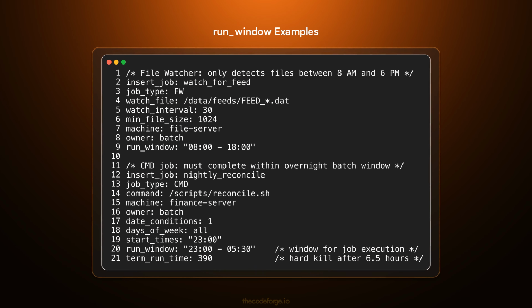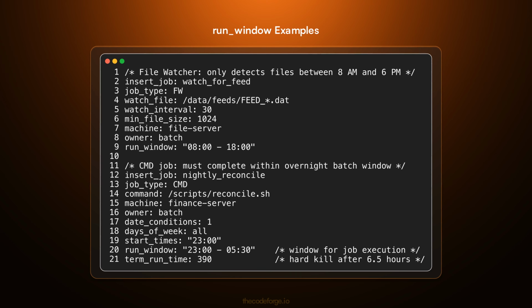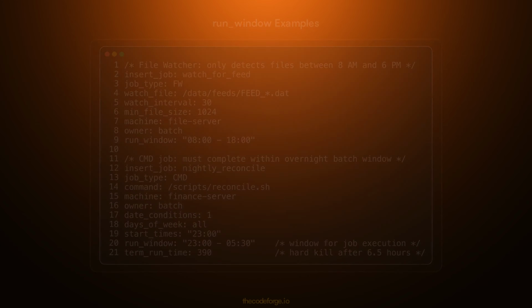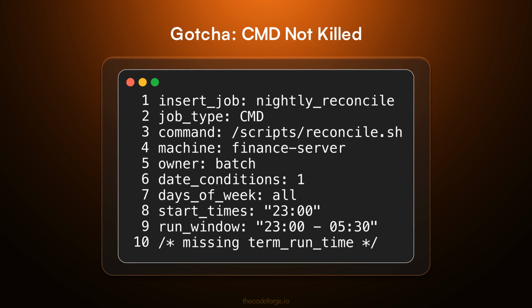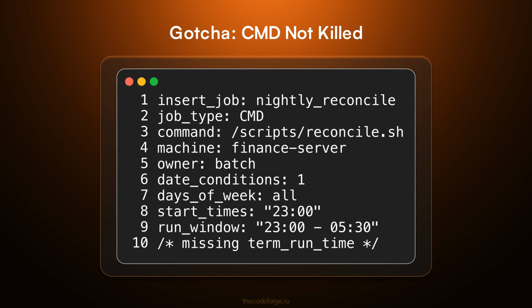The first job is a file watcher that only detects files between 8 a.m. and 6 p.m. The second is a CMD job with an overnight window. Note term runtime. Without it, the job could run past the window and never be killed. Without term runtime, a CMD job can run for days past its window. The team thought run window would kill it, but it only raises an alarm. This caused table locks and 30-second delays on customer orders.